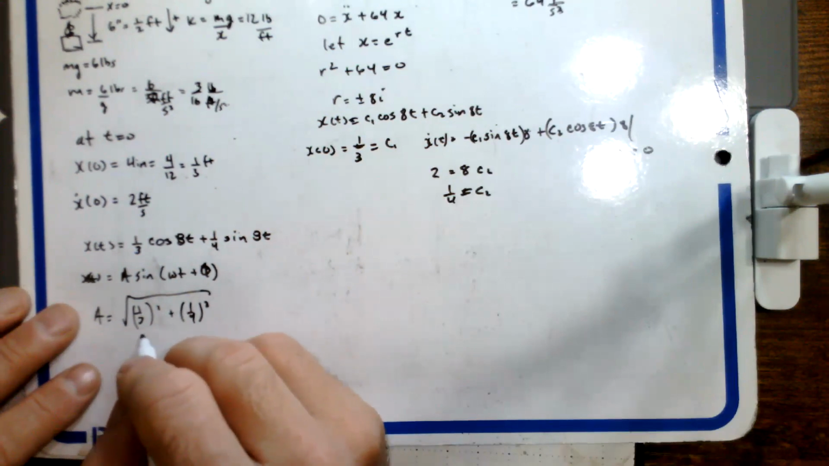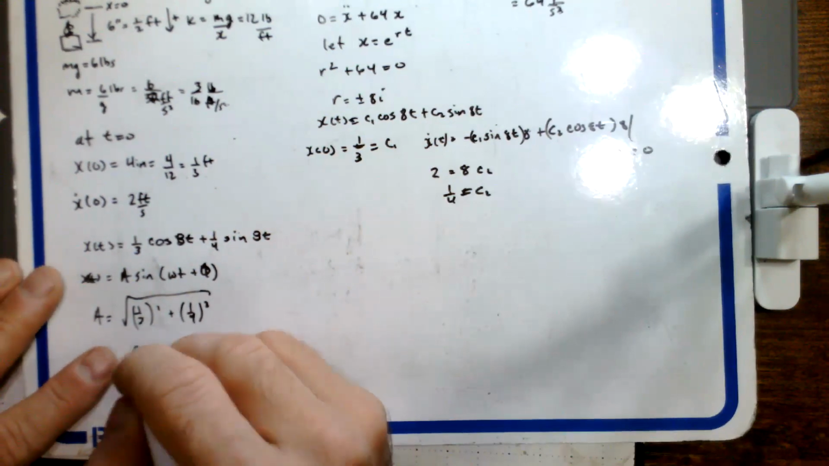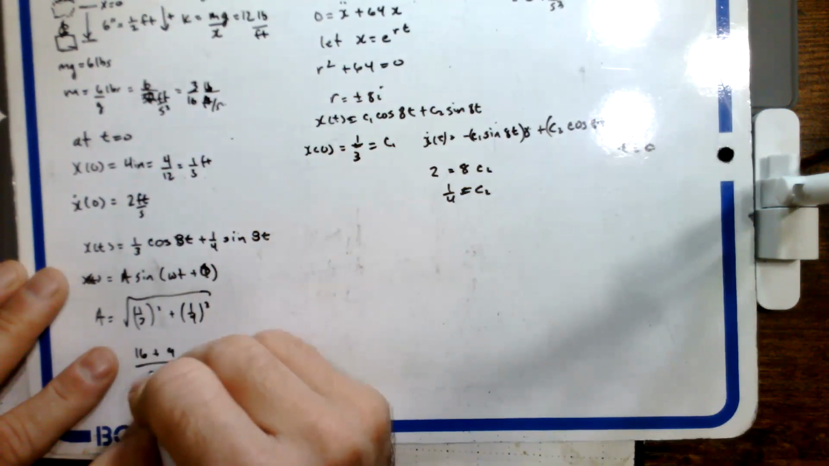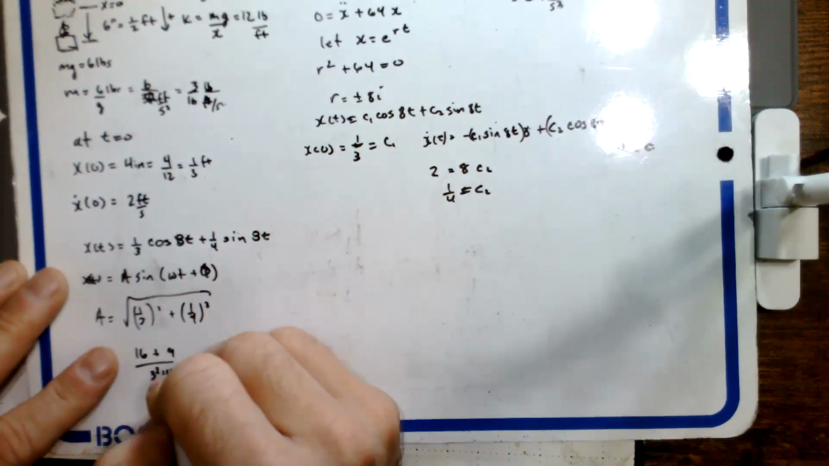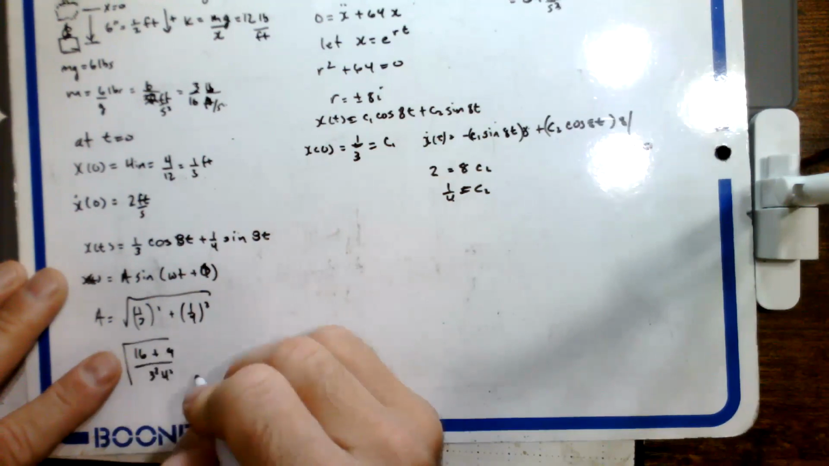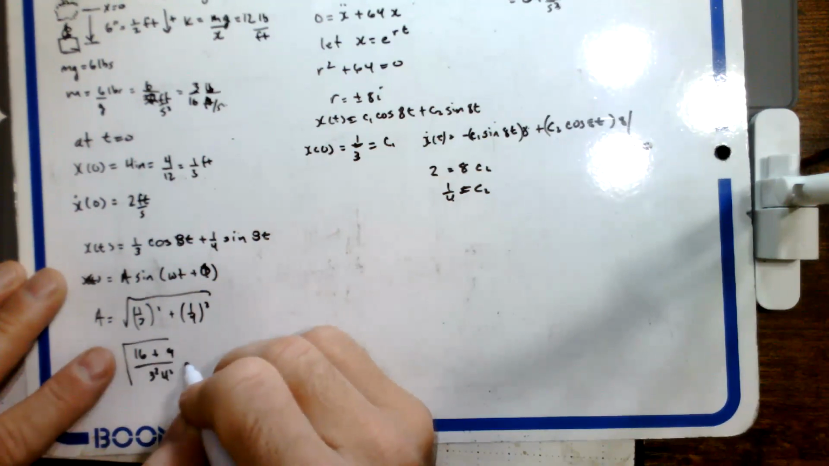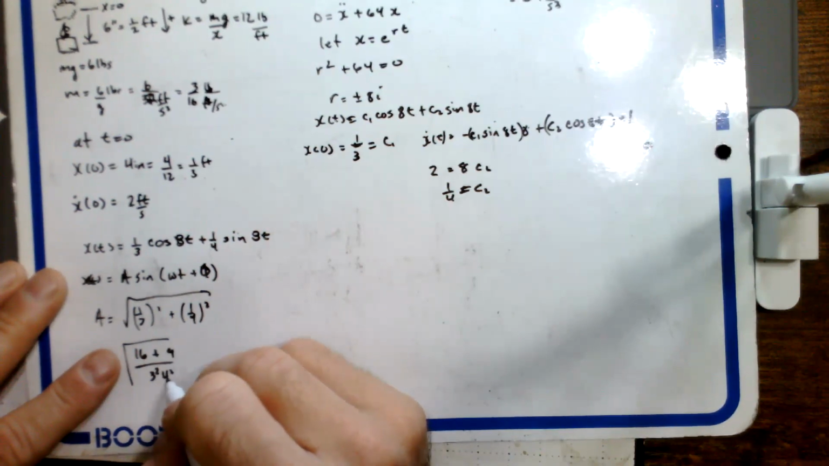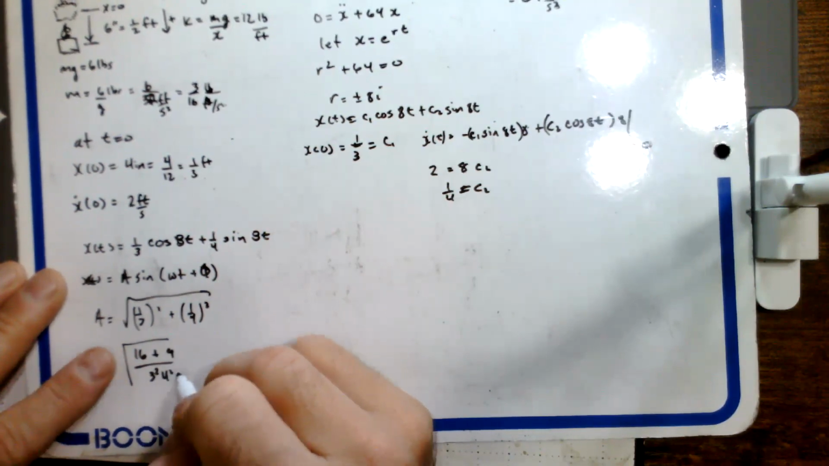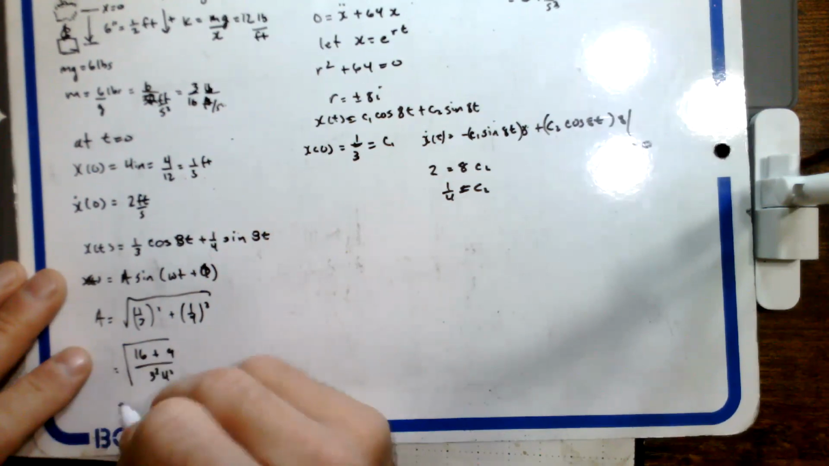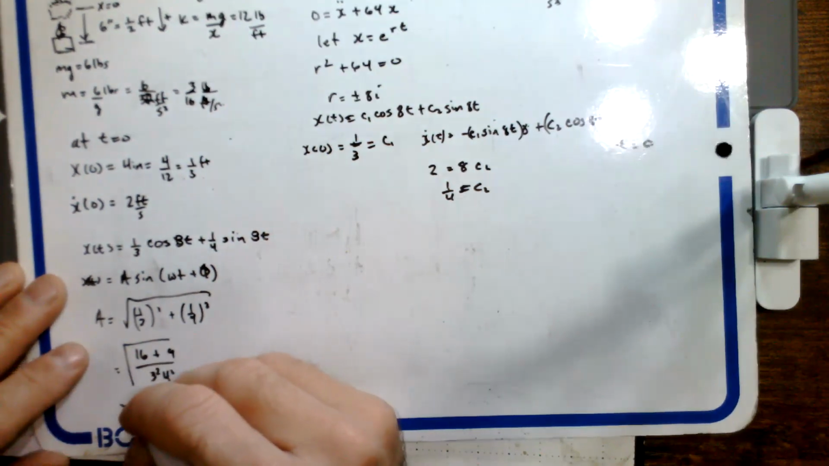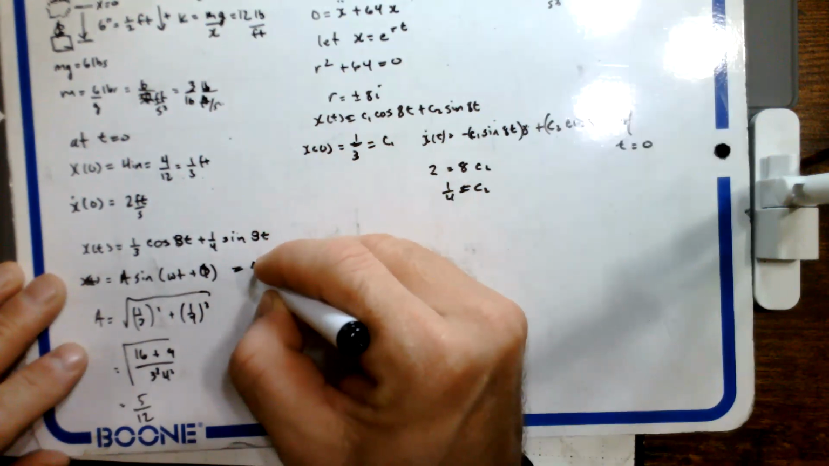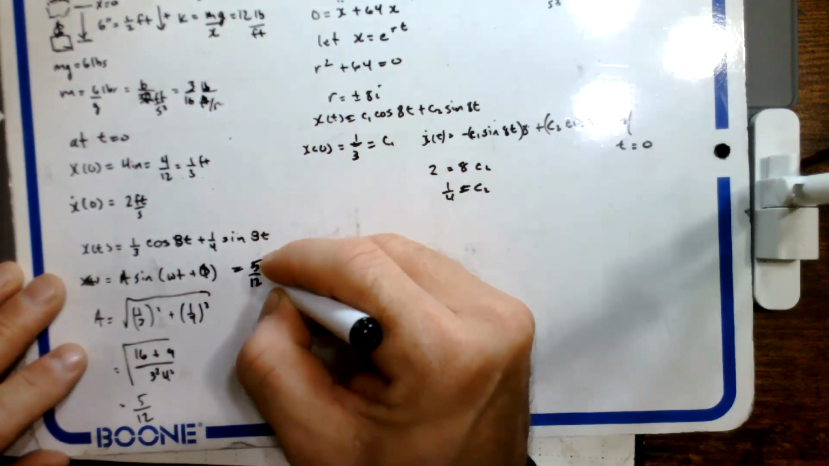That's going to give us the square root of 16 plus 9 over 3 squared times 4 squared. 16 plus 9 is 25, and the square root of 25 is 5. The denominator is the square root of 3 squared times 4 squared, so that gives me 3 times 4. So the amplitude is 5/12. All right, so we got the first part, 5/12, and this is part C.